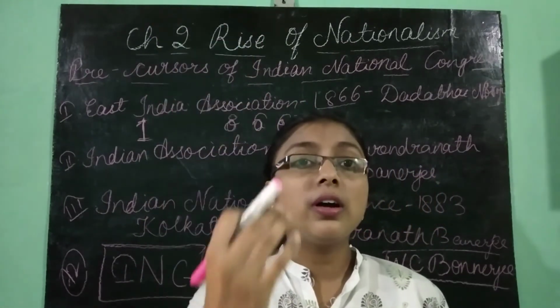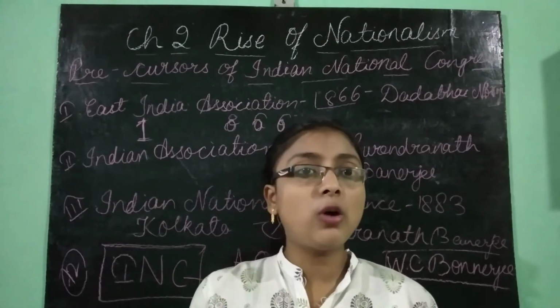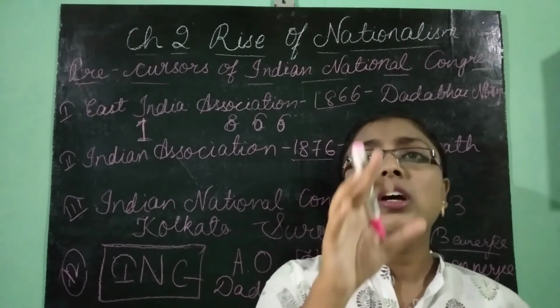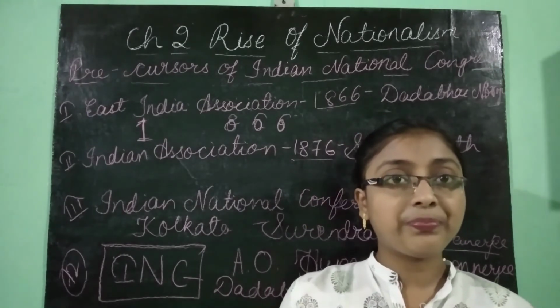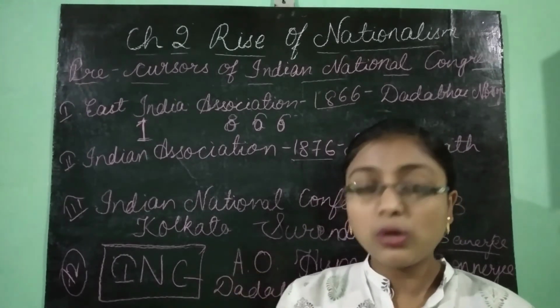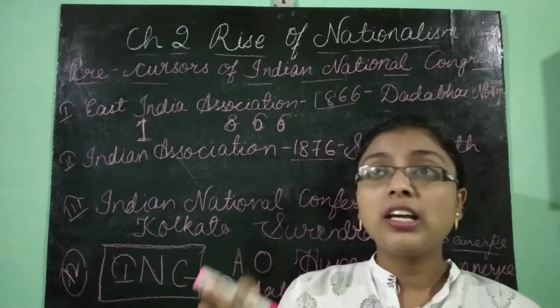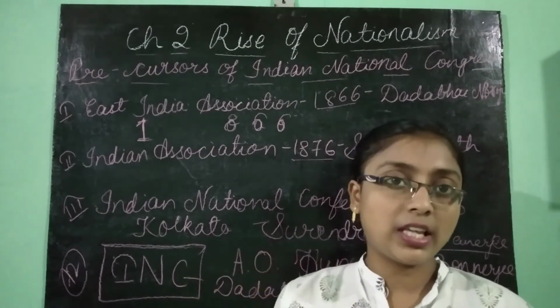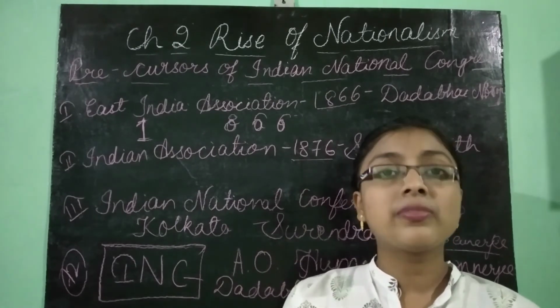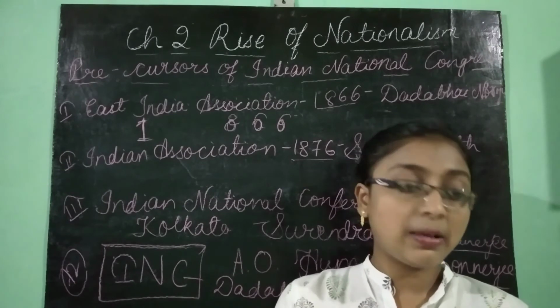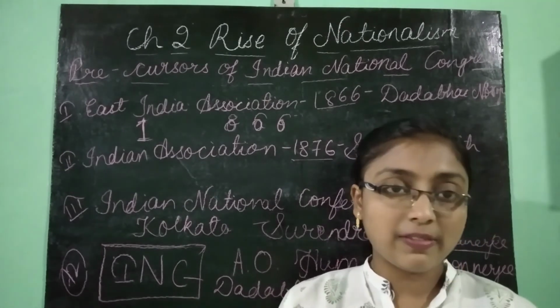The third one is, they wanted to formulate, that is, to plan out or find out, the problems of the Indians. Where the loophole is lying in the administration, or where people are suffering. They would find out all these things and present them before the British government.